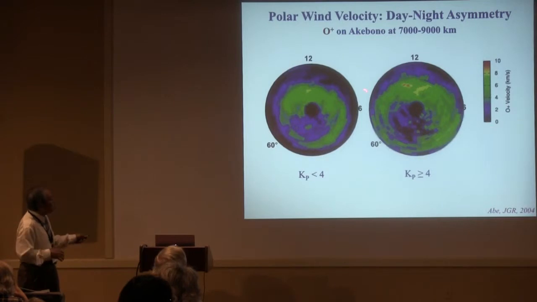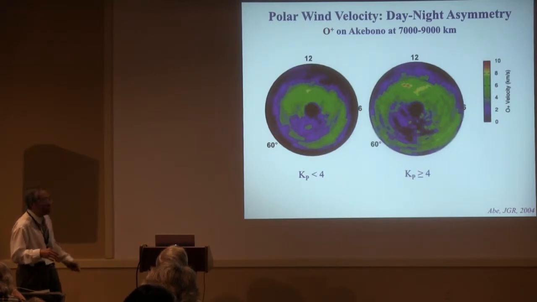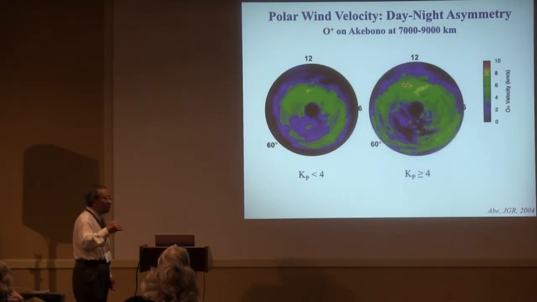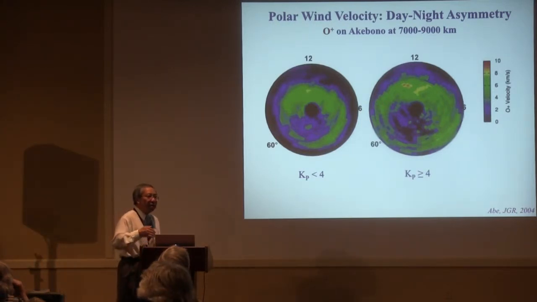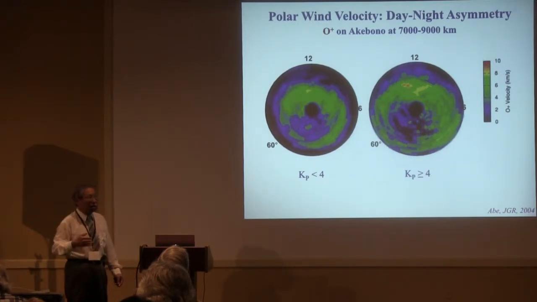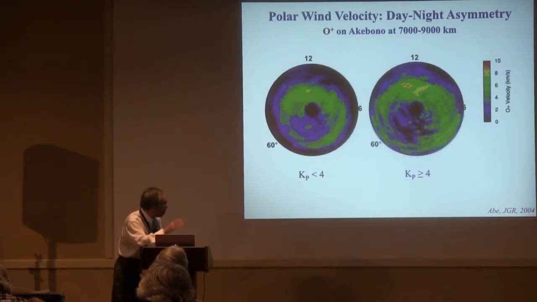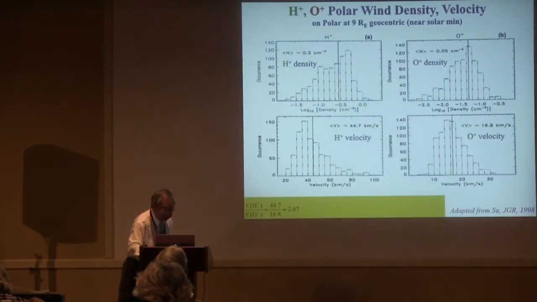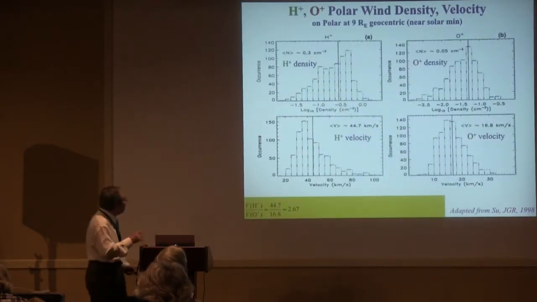So in other words, the polar wind and other thermal energy oxygen ions observed at this altitude cannot quite escape by themselves unless they acquire further energization at higher altitude. Okay. And I'll come back to this point shortly.